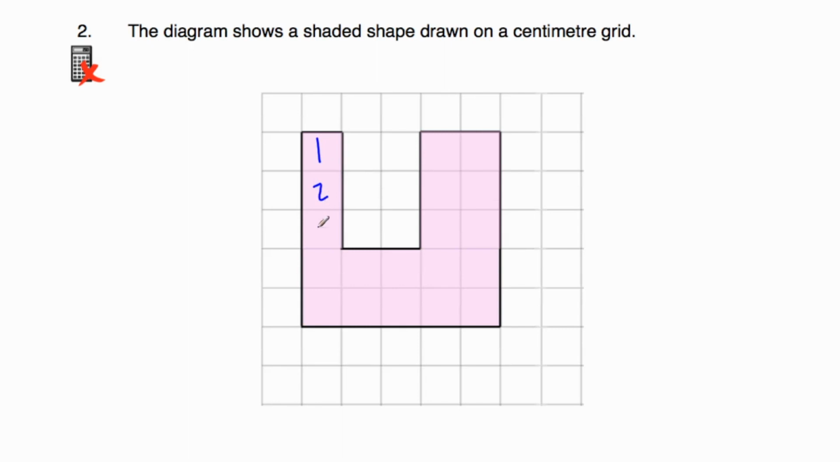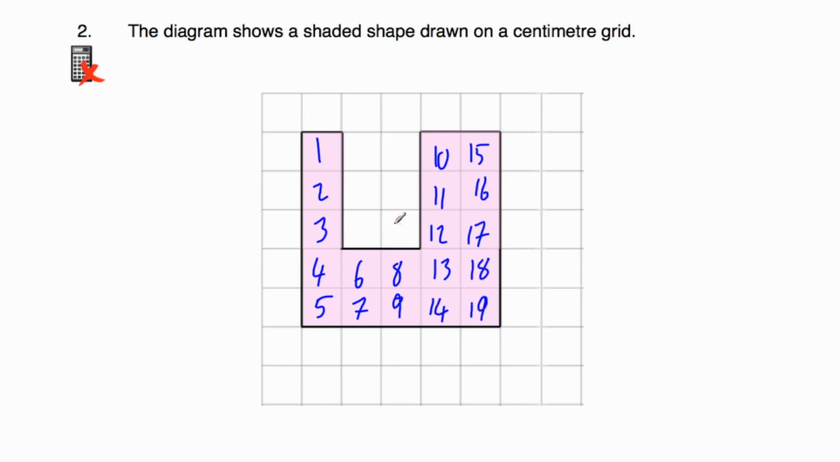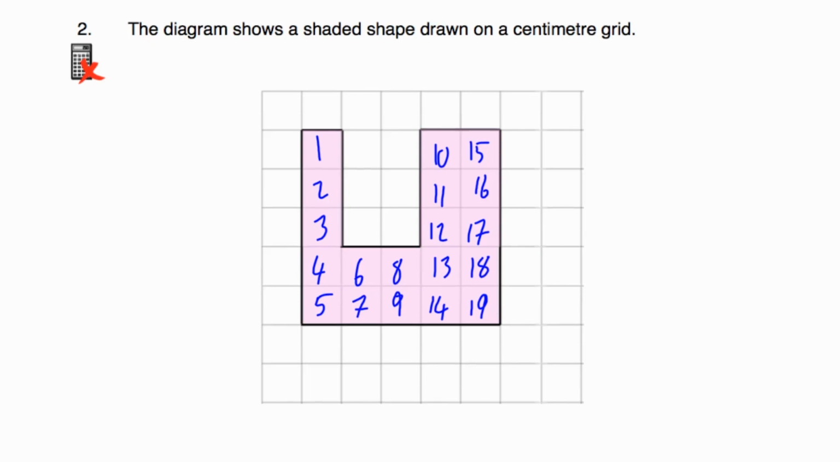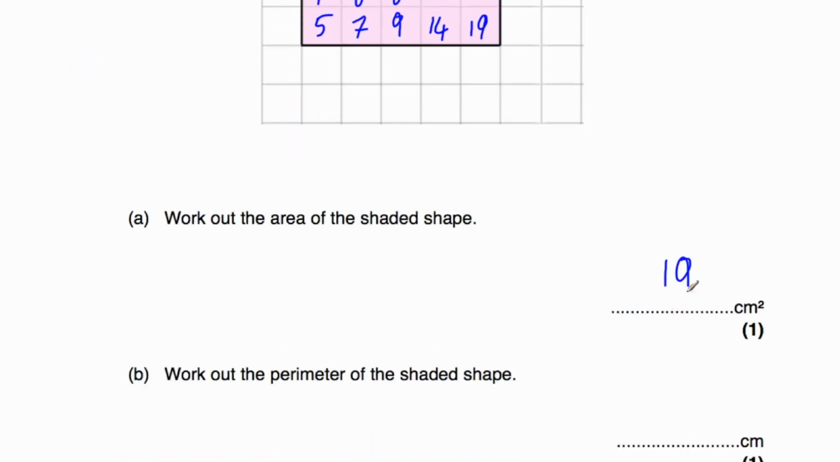1, 2, 3, 4, 5, 6, 7, 8, 9, 10, 11, 12, 13, 14, 15, 16, 17, 18, 19. So there's 19 squares inside that shape. Each square has an area of 1 centimetre squared, so the area of that shape will be 19 centimetres squared. So let's write that down, 19 centimetres squared.